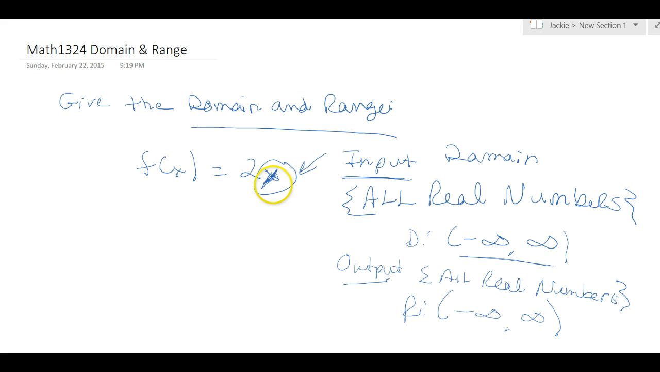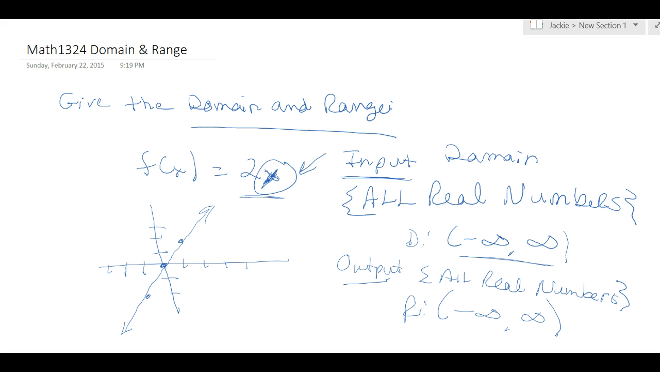If you think about what this looks like, this is a line, and it's a lot easier to tell domain and range from a graph. If I graph this line, if I put 0 in, I get 0, 0. If I put 1 in, I get 1, 2. If I put negative 1 in, I get negative 2. So we're going to have a line similar to this.